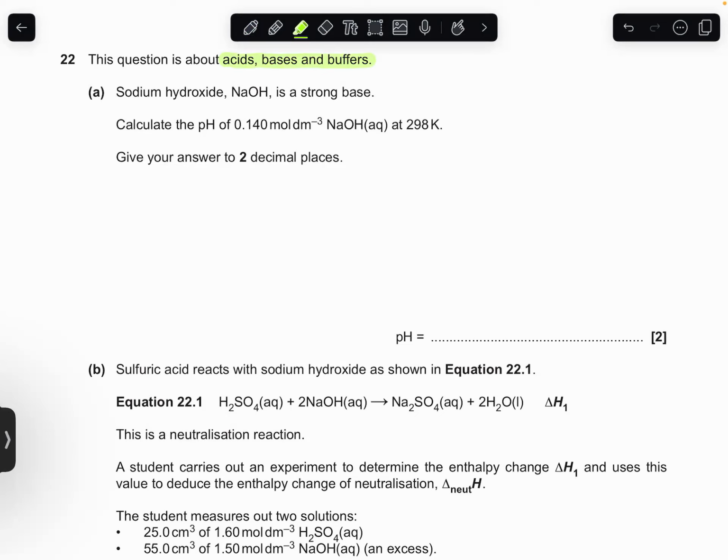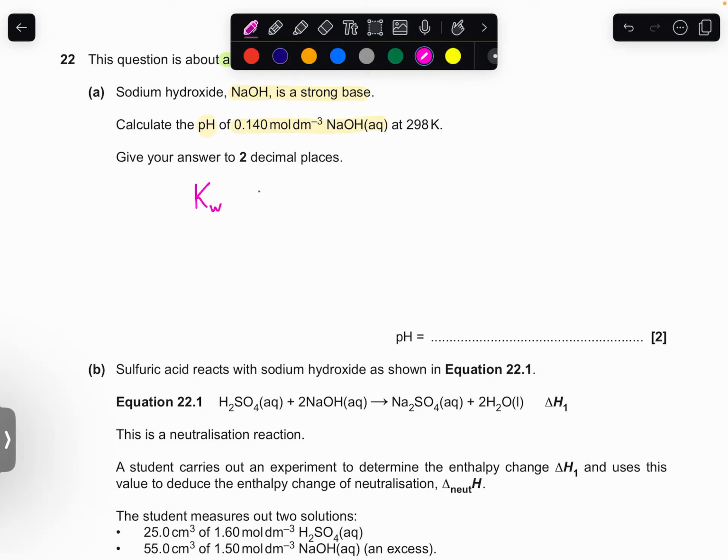The first question is about a strong base, dealing with sodium hydroxide. You've got the concentration of sodium hydroxide, and it wants us to calculate the pH. So this is a straightforward question. We're going to use the expression Kw is equal to the H+ concentration multiplied by the hydroxide concentration. At standard temperature, we know that this is also equal to 1.0 times 10 to the minus 14.